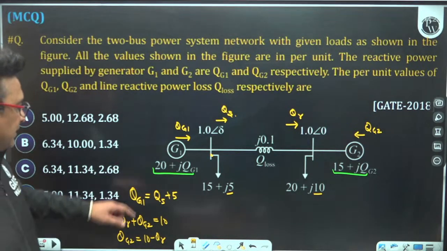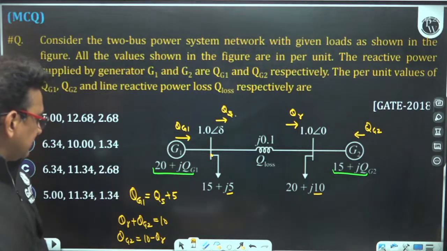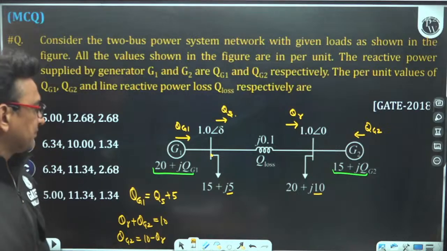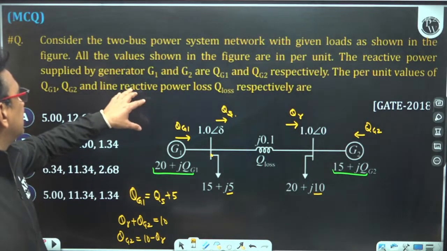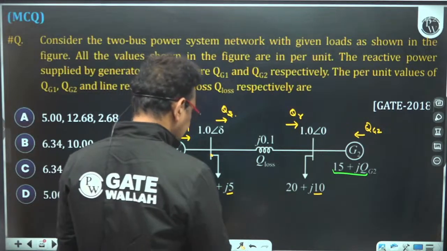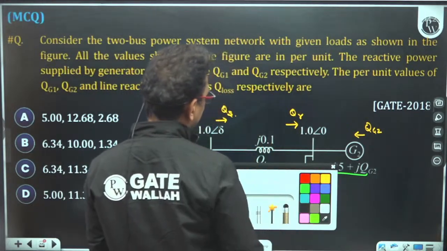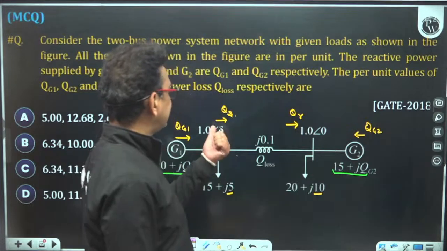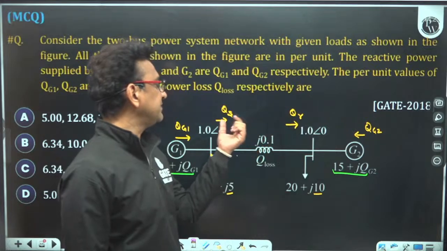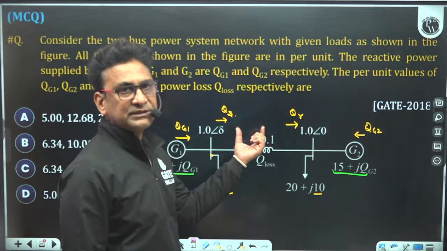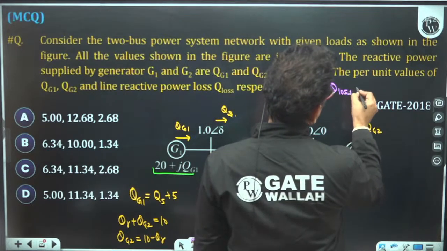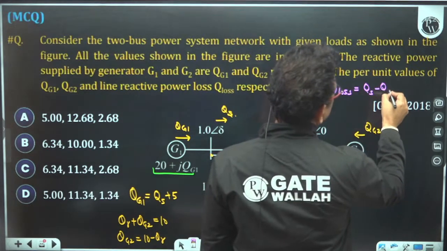Clear? So to find out the value of QG1 and QG2, we have to calculate the value of QS and QR first. We are also supposed to find out the value of Q loss. What is the Q loss? The total losses in the transmission line. Suppose the reactive power at the sending end is QS, and here it is QR. The difference between QS and QR is nothing but the loss of reactive power in the transmission line. So Q loss is QS minus QR. Again, we require only QS and QR.